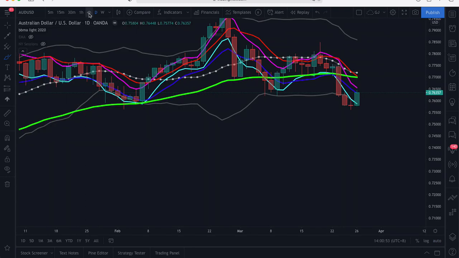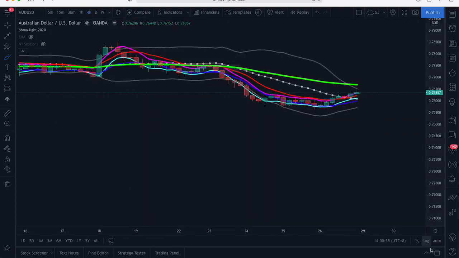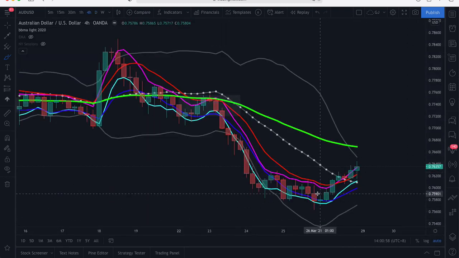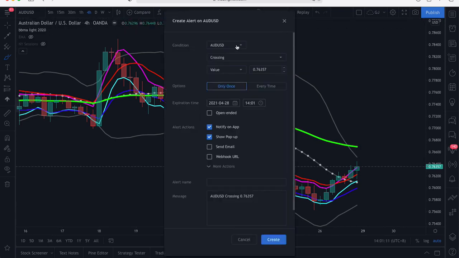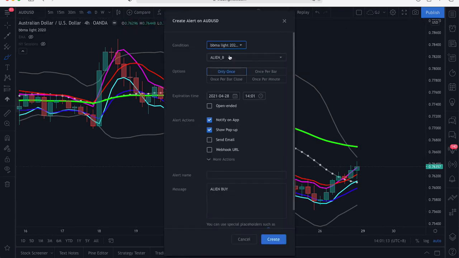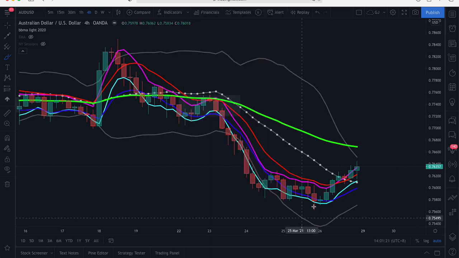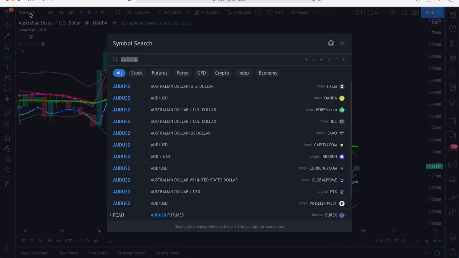On H4, however, we have not created a CSM buy, and be careful because price went out of the Bollinger Band. We know that it might push further down. So of course for AUDUSD we want to wait for CSM buy to happen. If that happens and is above EMA 50, that would be a good buy confirmation for us.